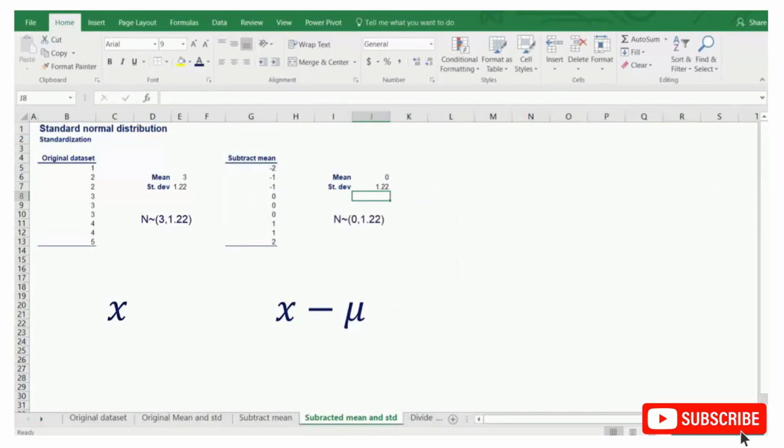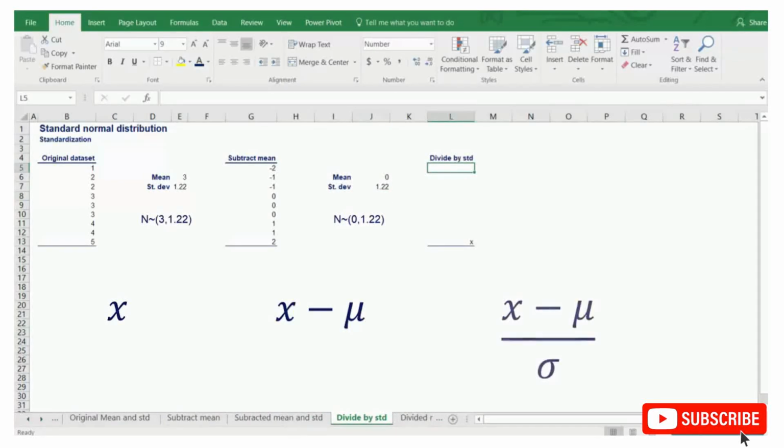Clear? Okay, great. So far, we have a new distribution, which is still normal, but with a mean of 0 and a standard deviation of 1.22. The next step of standardization is to divide all data points by the standard deviation. This will drive the standard deviation of the new dataset to 1. Let's go back to our example. Both the original dataset and the one we obtained after subtracting the mean from each data point have a standard deviation of 1.22. Remember, adding and subtracting to all data points does not change the standard deviation.